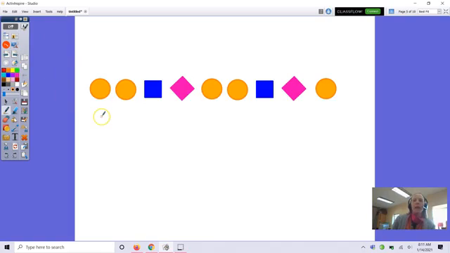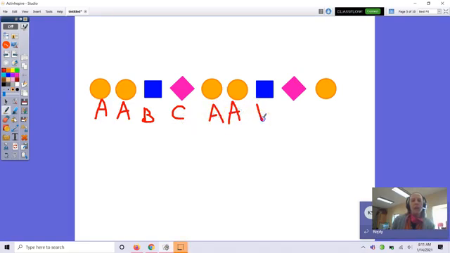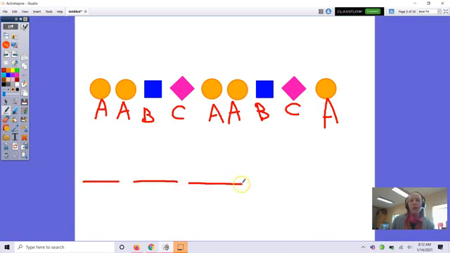All right, now we're going to try to find the next couple of shapes. Okay, here I go. I have an A, B, C. A, B, C. A. If I were to continue this pattern out for the next three shapes, what would it be? So first I have to figure out what part is repeating. And the part that is repeating is the A, B, C.